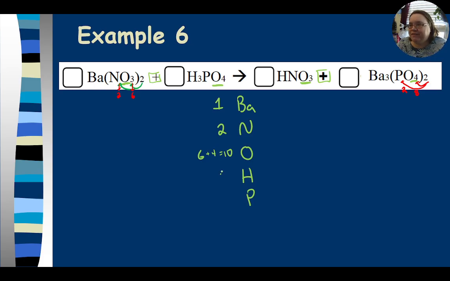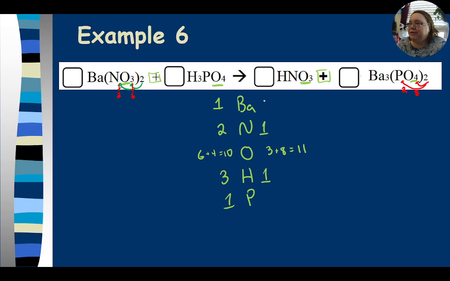My H's, I've got 3. My P's, I've got 1 because there's not a number there. My product side, my H's, I have 1. My N, I've got 1. My O, I've got 3, but it's also underlined. So I got to remember I got to add the others to it. Well, I had 8 in the other one. So mental math, I have 11 O's on that side.